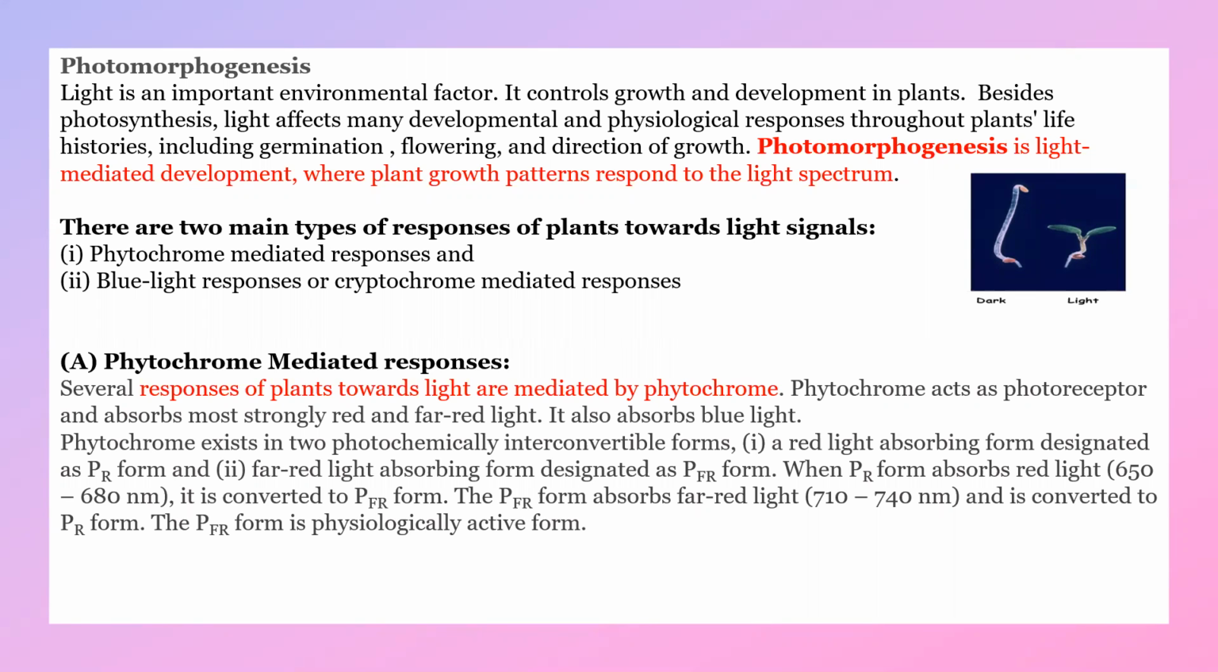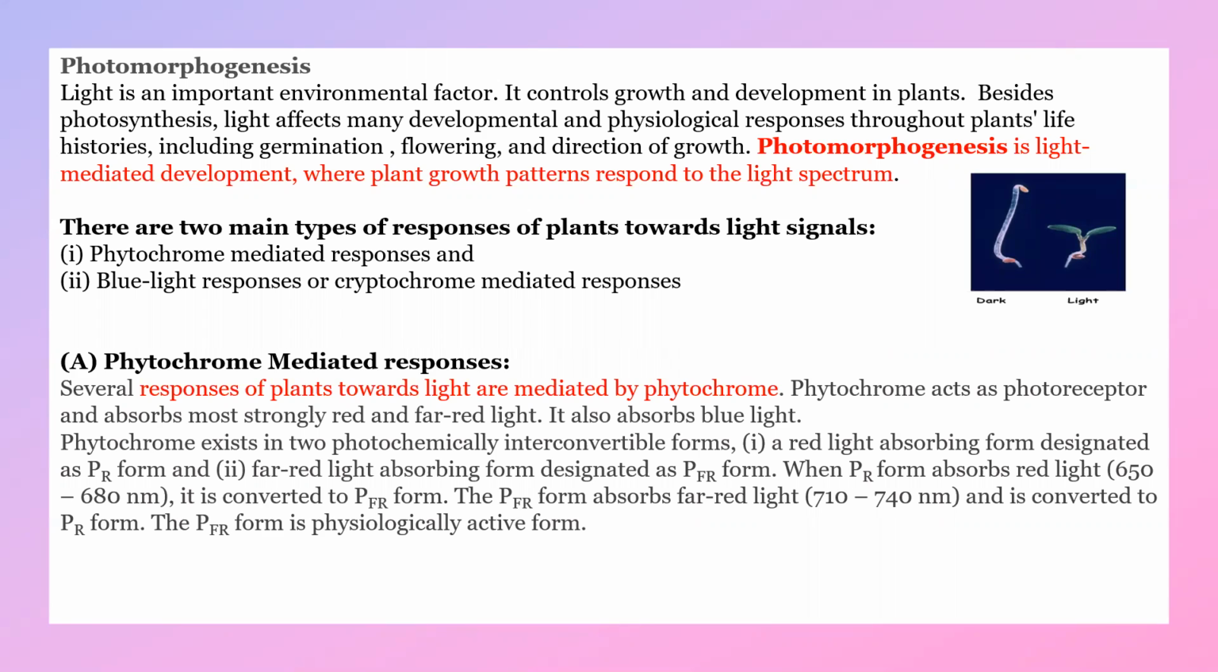The light results in physiological and developmental responses in the life cycle of plants. For example, germination of seed, initiation of flowering, the number of flowers, the number of flower primordia, and growth of plants towards light are some of the developmental and physiological responses of plants towards light.